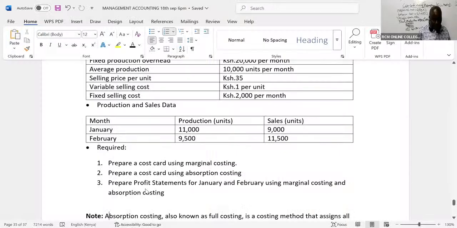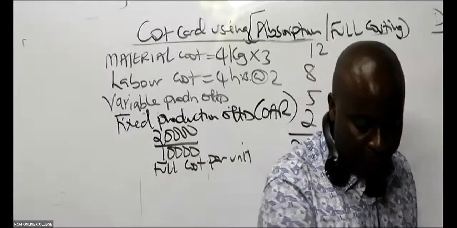Now, look at number 3 of this question. The moment we finish this number 3, we go home, where you guys laugh, isn't it? Prepare profit statements for January and February using marginal costing and what here, somebody? Absorption costing. So I would want to prepare for both of them. So profit and loss statements.